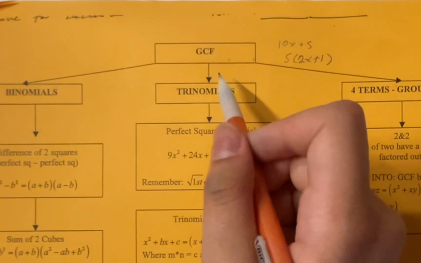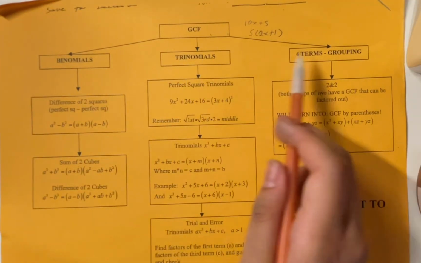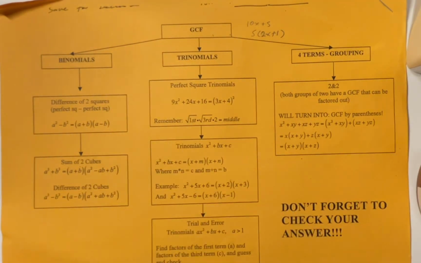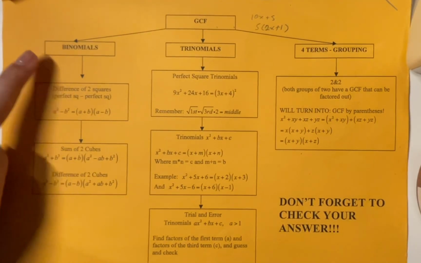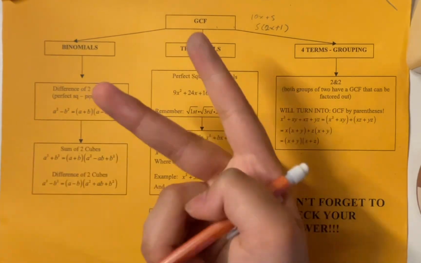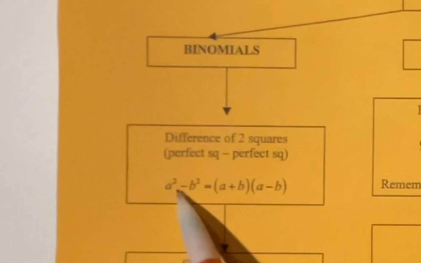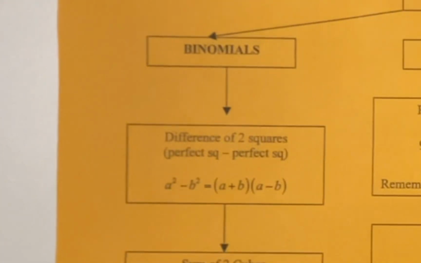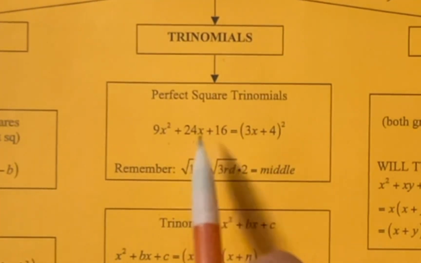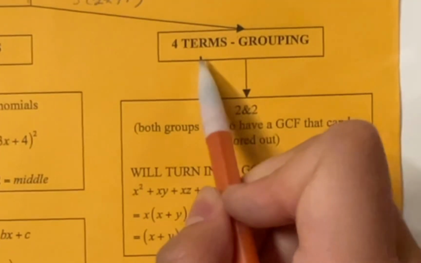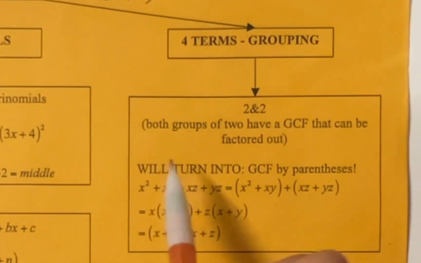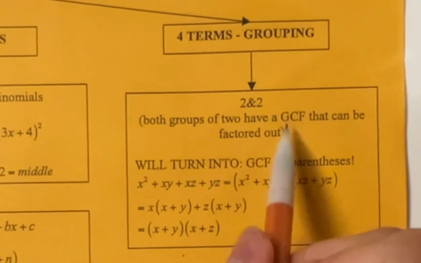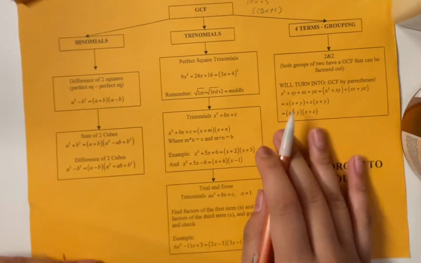Once you have a greatest common factor, there's three big subsections that you're going to be looking for. A binomial, which we know would have two terms, right? Two of these, a and b. Trinomial, right? Three of these terms. And then four terms, which you can end up grouping like this. So let's start with binomial.